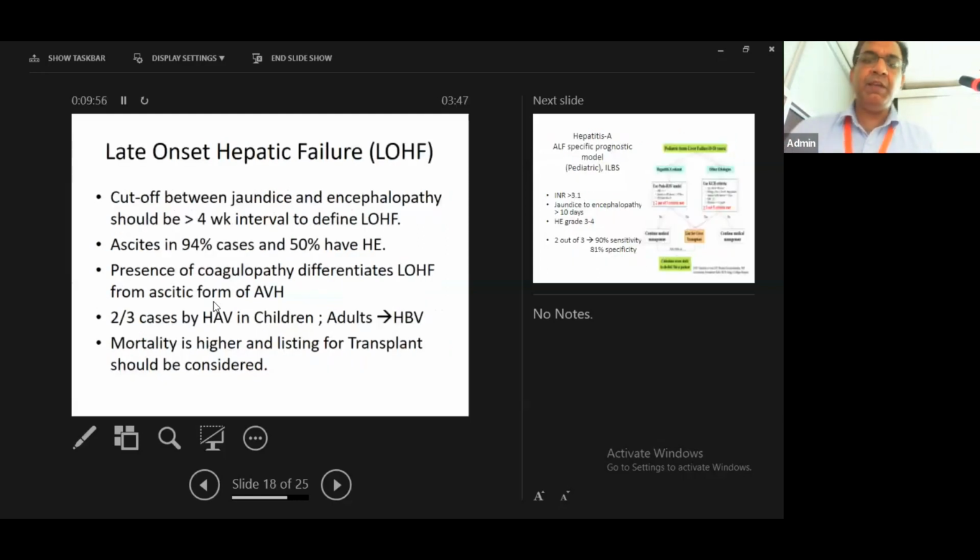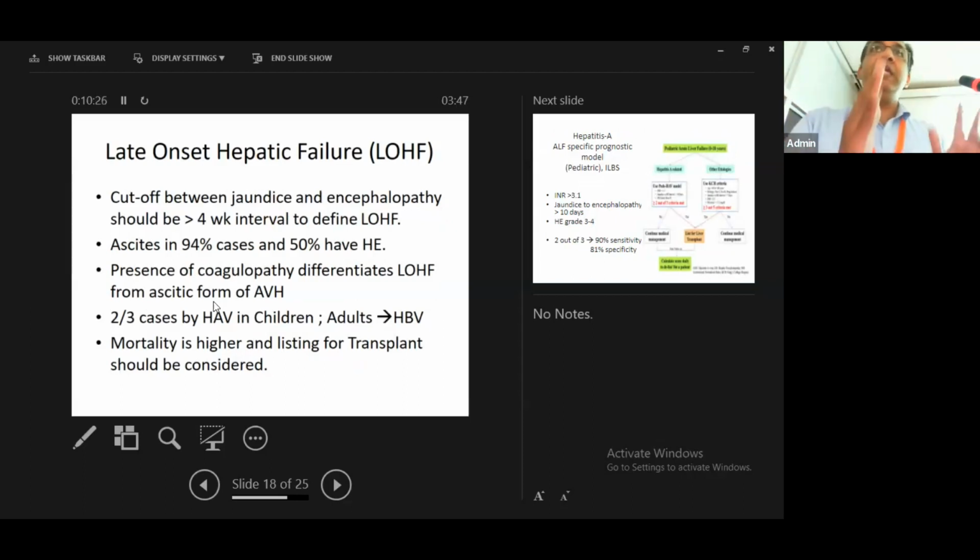And finally, late onset hepatic failure. By definition, jaundice and encephalopathy should be more than 4 weeks apart. Ascites is present in 94% of cases and HE in 50%, along with the presence of coagulopathy. Ascites can also be there in acute viral hepatitis as we discussed, but if the ascites is associated with coagulopathy, it means late onset hepatic failure.